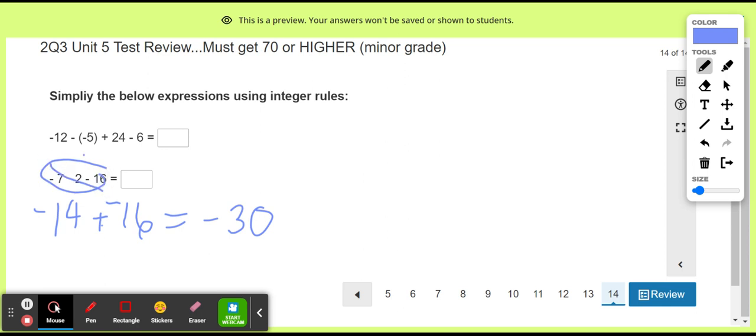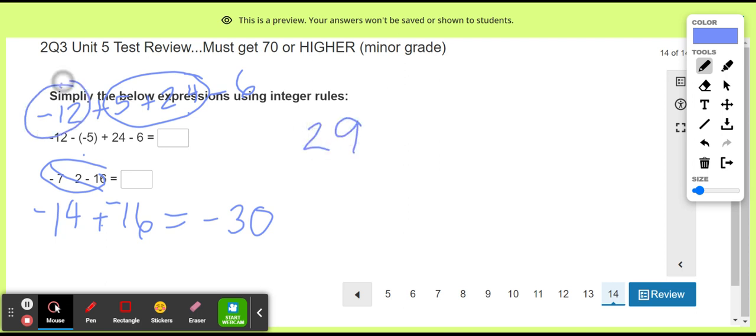And up here, we have negative 12 minus negative 5, which is the same as negative 12 plus 5 plus 24 minus 6. So if you want to combine the positives, 24 plus 5 is 29. And then we have 12 negatives and 6 negatives. So it'd be 29 minus 18.